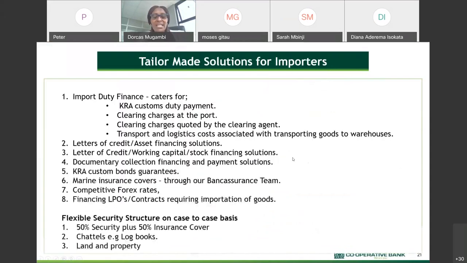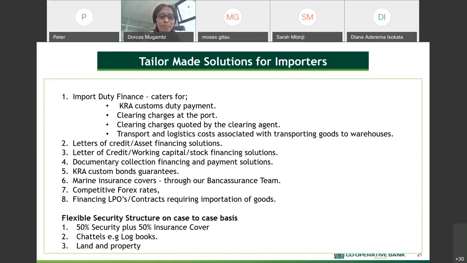But before I can put it up for Q&A, of course, somebody will ask, as we offer these kind of solutions, what are the requirements? Some of the requirements, of course, are we need to do the necessary KYC. So you fill in our application forms, which are pretty simple to fill. And of course, our teams on the ground are always very ready to support you in filling out these forms.